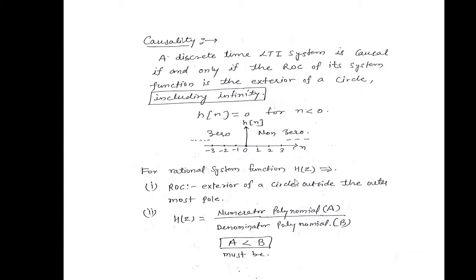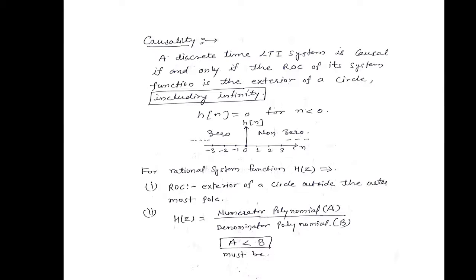For rational systems, if H of z is given to you, then the ROC must be the exterior of a circle outside the outermost pole. If there are multiple poles, then the ROC must be the exterior of a circle outside the outermost pole. The ROC must be outside the outermost pole. Then the system may be a causal system.